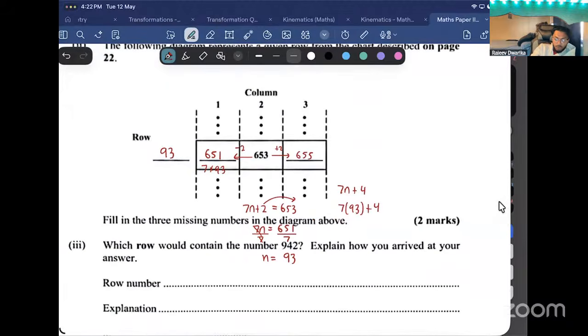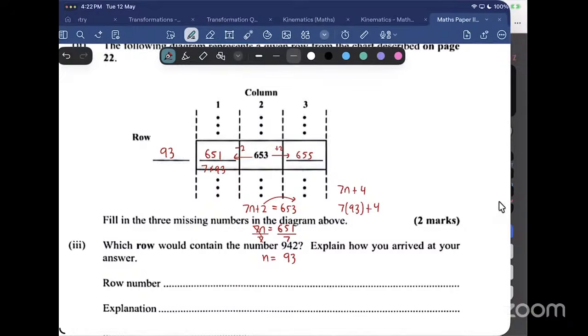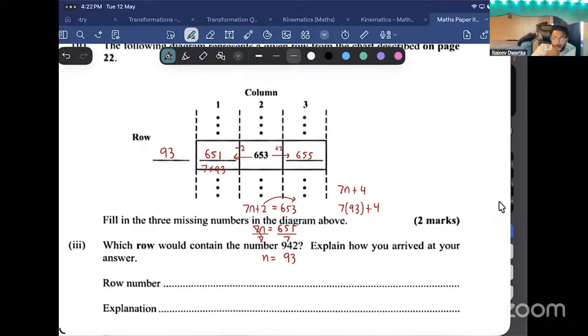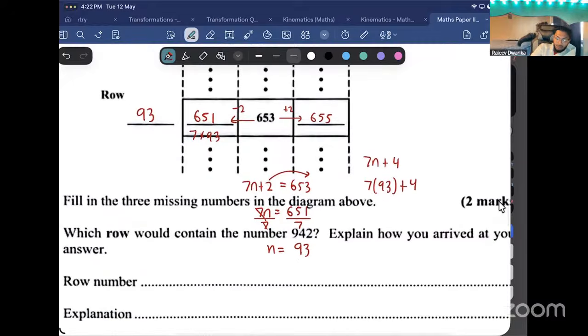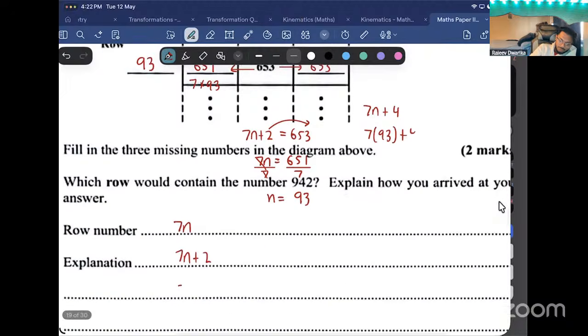So which row would contain the number 942? You had to use the formulas we came up with. So here what we could do is evaluate that using the relationships we came up with. The relationships we came up with were 7n, 7n plus 2, and 7n plus 4. Let me just scan through these quickly.